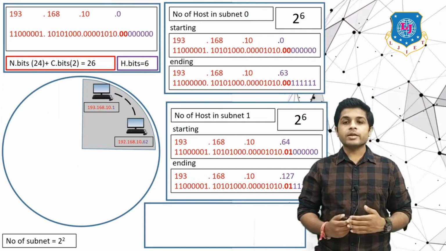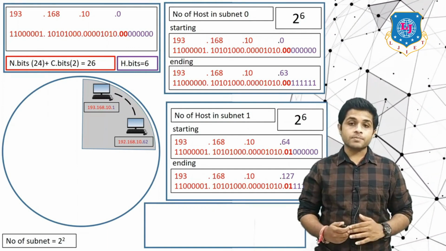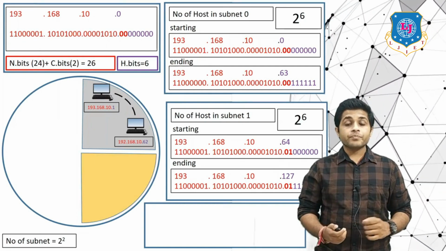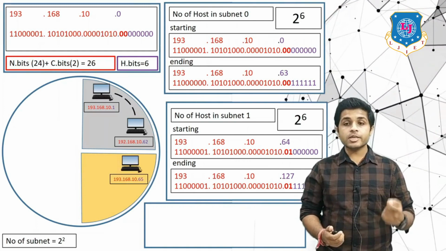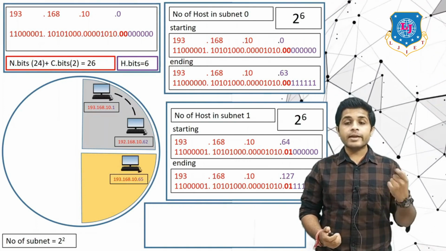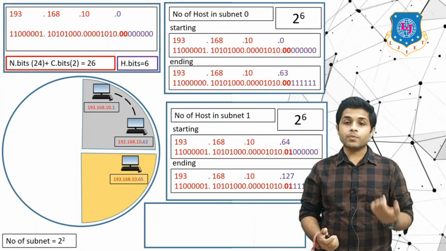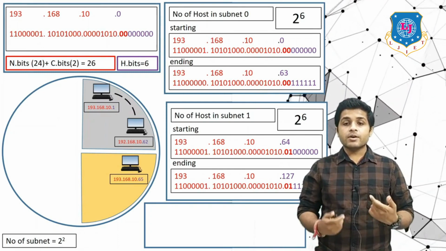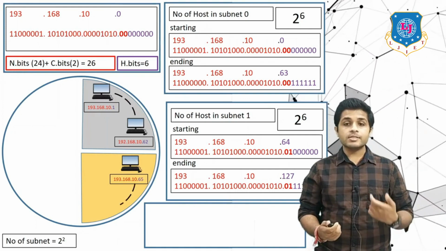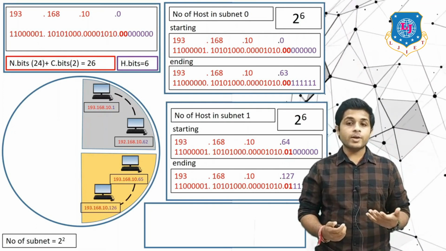So let's allocate the IP addresses to the devices in the subnet 1. The first device will get 193.168.10.65, and it is the first usable IP address in the subnet 1. Then each device will get 10.66, then 67, 68, 69 up to 10.126.